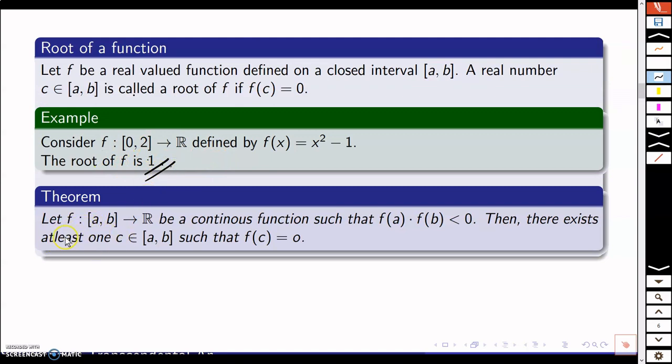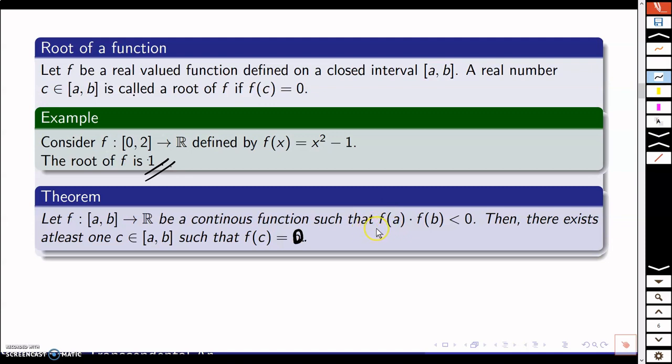So this theorem says, if I have a function f from closed interval [a, b] to R which is continuous, such that the value of the function at a, that is f(a), and the value of the function at the point b, f(b), and you take their product is negative, then there will be at least one point in this interval (a, b), namely c, such that the value of f at the point c is going to be 0.